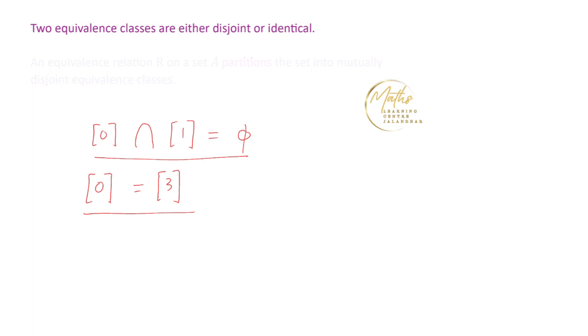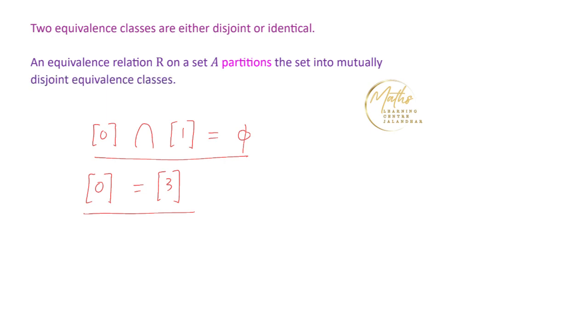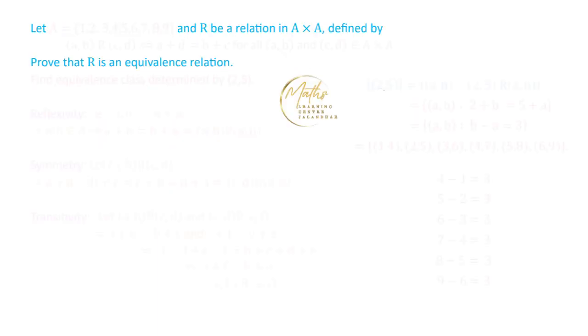And the second thing we have observed over here is that an equivalence relation R on a set A partitions the set into mutually disjoint equivalence classes. This we have seen: it has partitioned the set of integers into mutually disjoint equivalence classes. Now next, let A be the set consisting of the elements 1, 2, 3, 4, and so on up to 9, and R be the relation defined on A cross A.